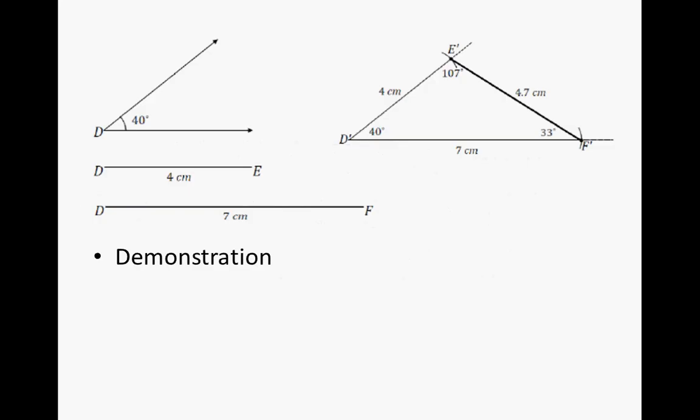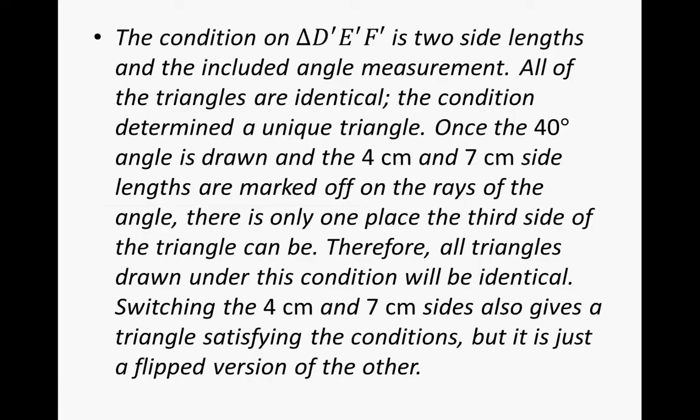We're given 2 side lengths and an included angle, and we end up with the same triangle, and when we get back to class you'll see that everybody will have the same one drawn. So the condition on triangle D prime E prime F prime is 2 side lengths and the included angle measurement. All of our triangles are going to be identical. The condition determines a unique triangle.